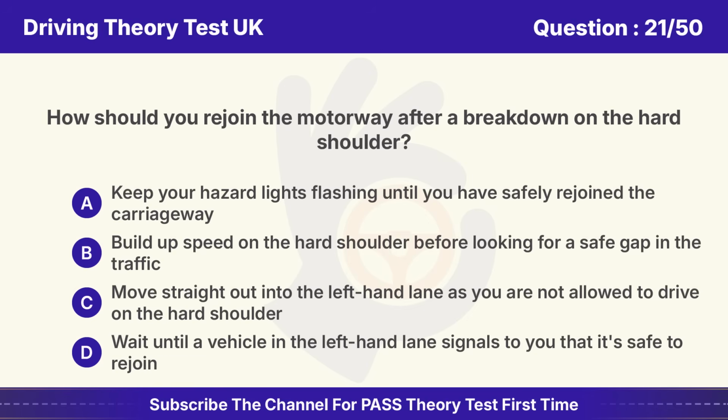Question 21. How should you rejoin the motorway after a breakdown on the hard shoulder? Option A, keep your hazard lights flashing until you have safely rejoined the carriageway. B, build up speed on the hard shoulder before looking for a safe gap in the traffic. C, move straight out into the left-hand lane as you are not allowed to drive on the hard shoulder. D, wait until a vehicle in the left-hand lane signals to you that it's safe to rejoin.